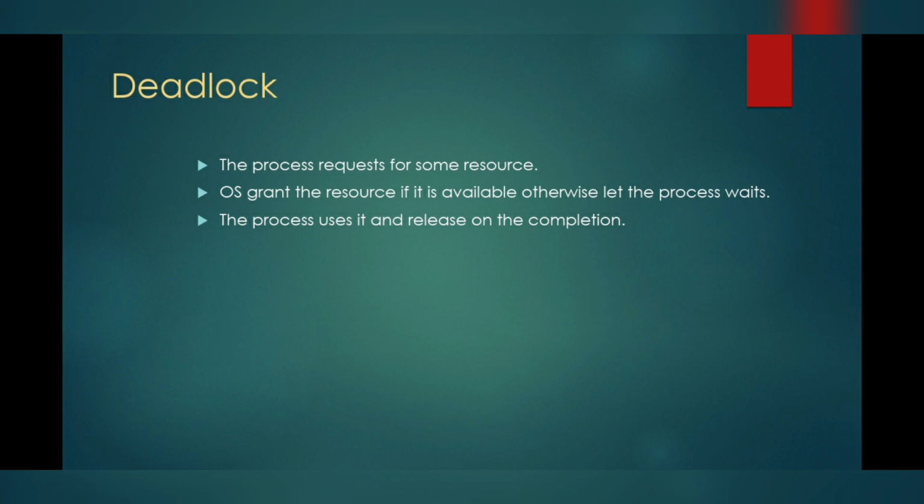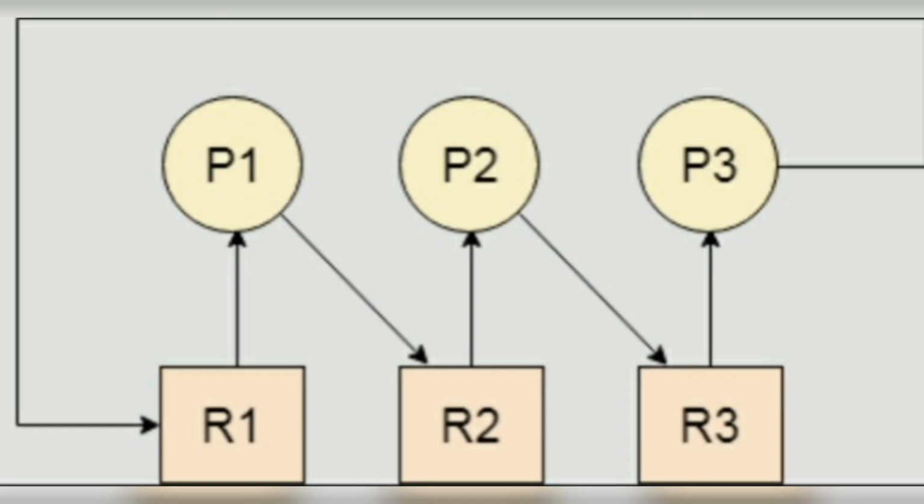So, what is deadlock? A deadlock is a situation where each of the computer processes waits for a resource which is being assigned to some other process. In this situation, none of the processes gets executed since the resource it needs is held by some other process which is also waiting for some other resource to be released.